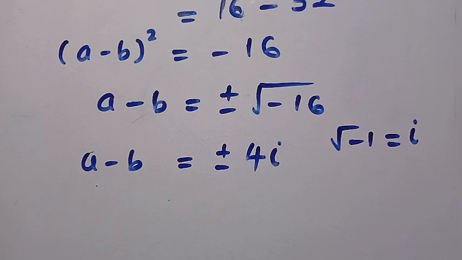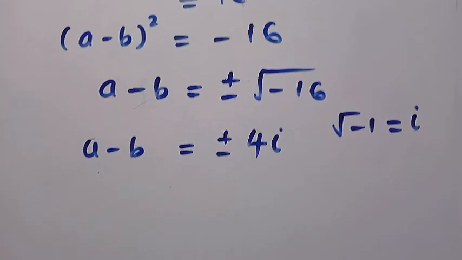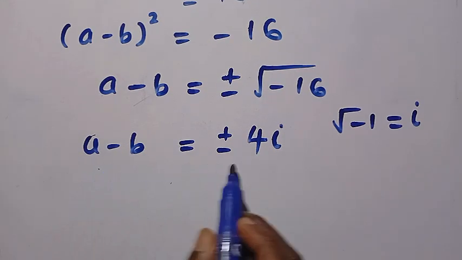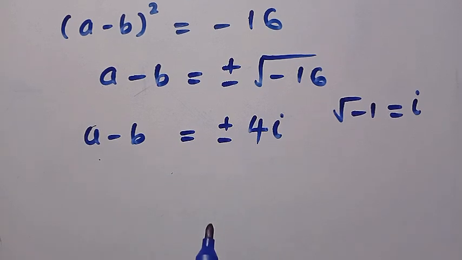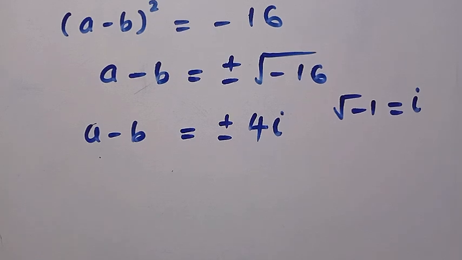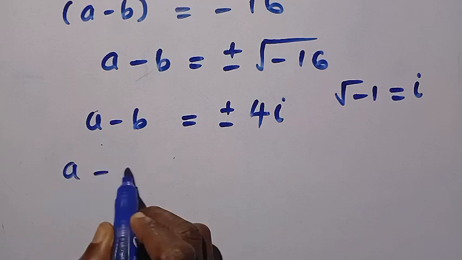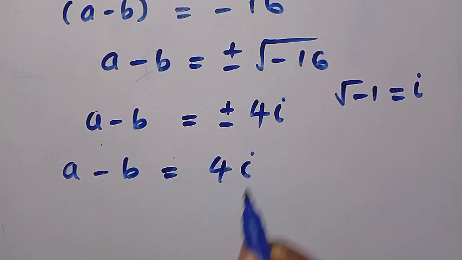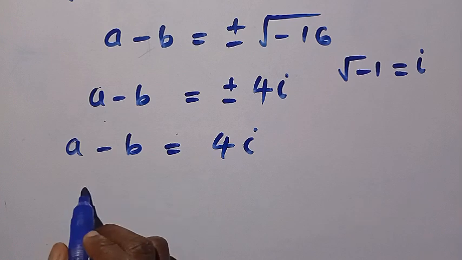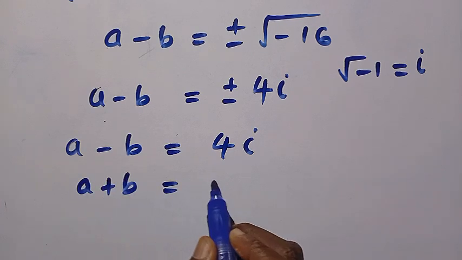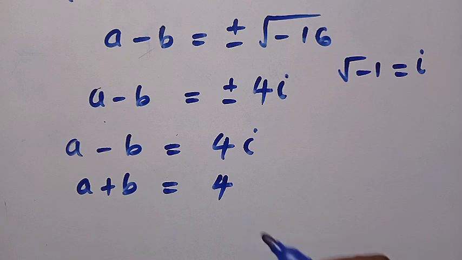Let's find a and b separately. We have the first equation, a plus b equals 4, and we have another one here. Either we use plus 4i or minus 4i, we get the same result, just in opposite forms, depending on whether you want to get a or b first. So let's go with the positive. We keep the equation a minus b equals 4i, and recall the first one, a plus b equals 4. We now have two new equations, which we are going to solve to get a and b.